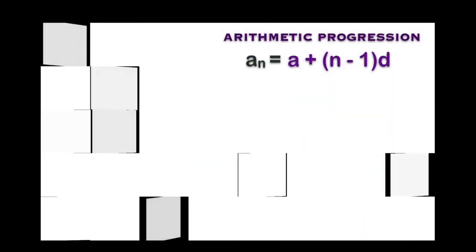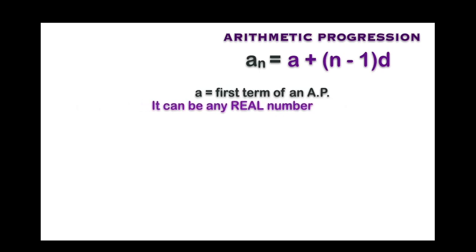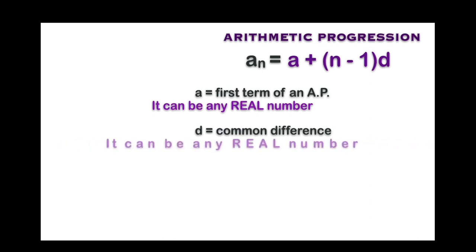So the general term of an arithmetic progression a_n is given by the formula a plus (n minus 1)d, where a is my starting number, that is the first term of the AP, which can be any real number. It may be positive, it may be negative, it can be rational, it can be irrational. Then d is the common difference which I am adding to get the next term. Again, d can be any real number.